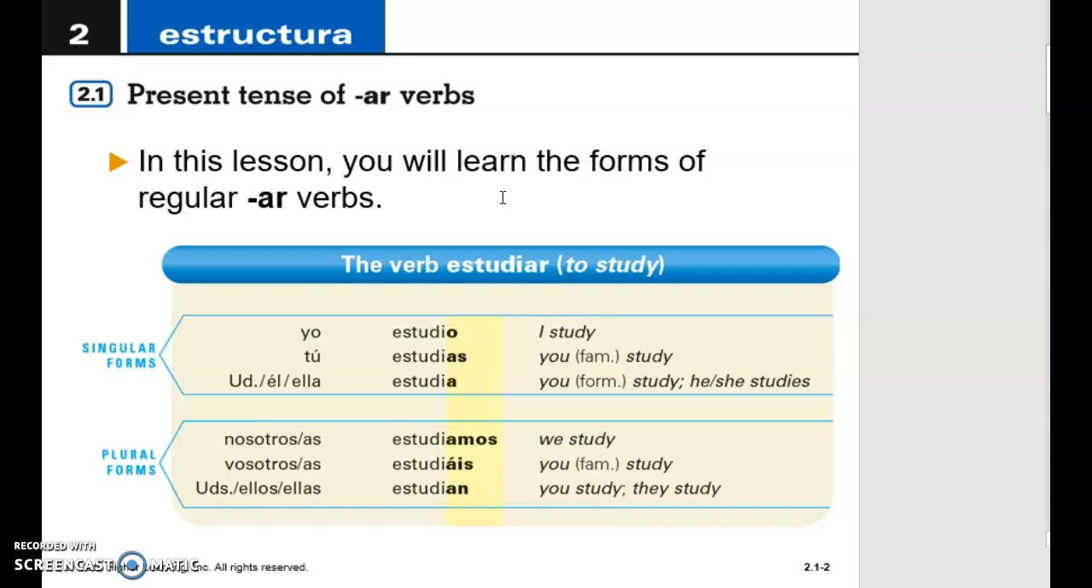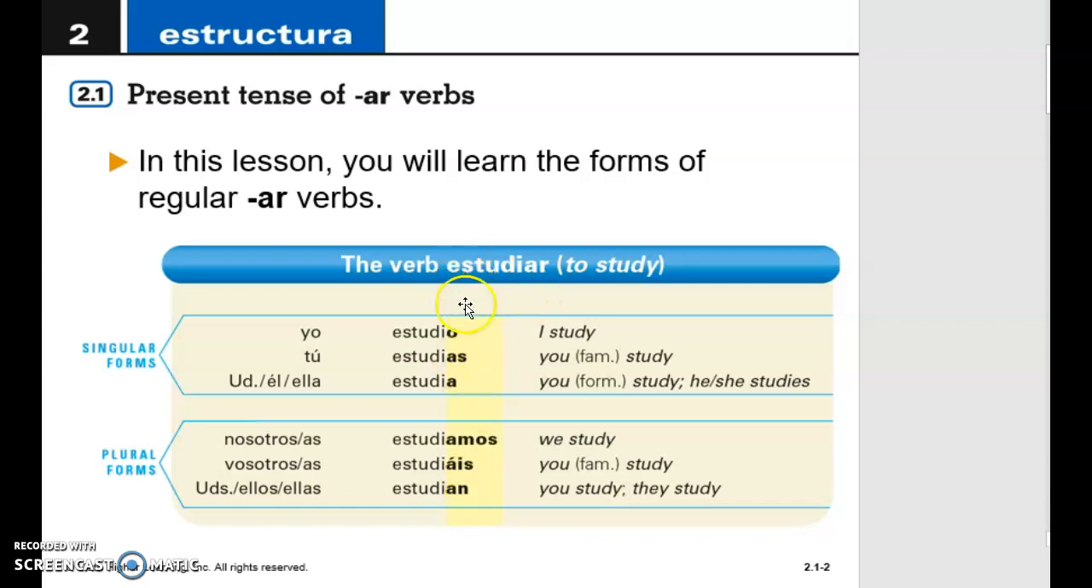So you have to make sure who you are talking about in order to match the verb or the conjugation of that verb to that person. So for example, if you're talking about yourself, you study, then you're going to say yo estudio, tú estudias, él, ella or usted estudia, nosotros estudiamos, vosotros estudiáis, ellos, ellas, ustedes estudian.